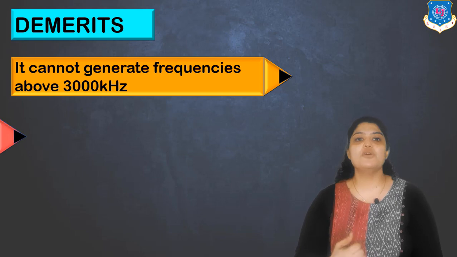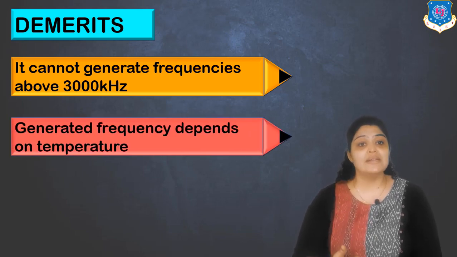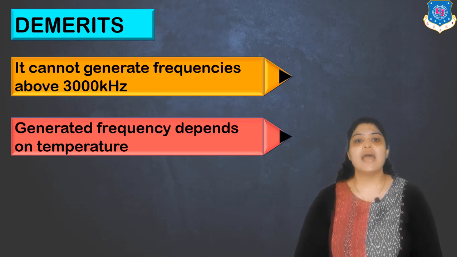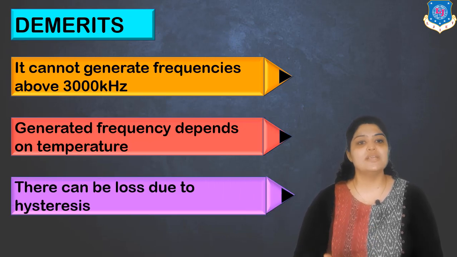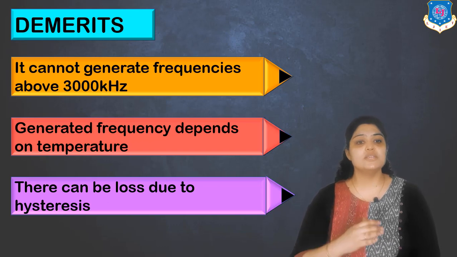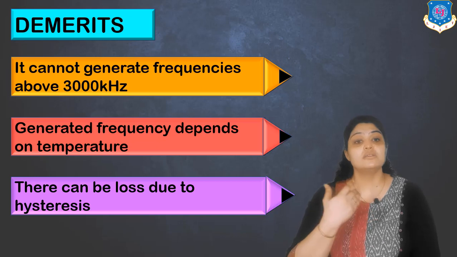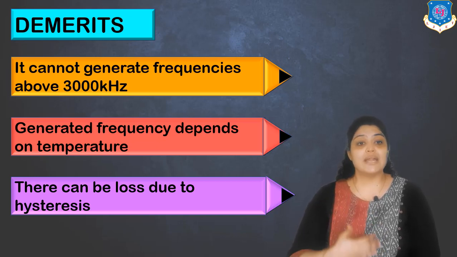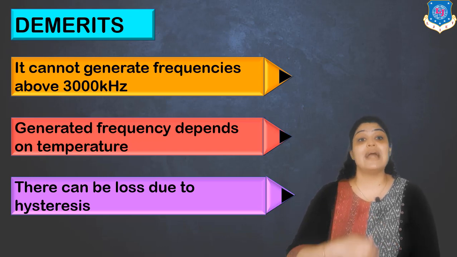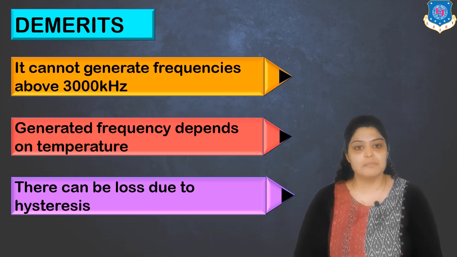Generated frequency depends upon temperature. Why? Because it uses a magnetic material which changes its magnetism depending upon the temperature. And lastly, there can be a loss due to hysteresis. Hysteresis is induced when the magnetization and demagnetization of the material are not the same. The magnetization and the demagnetization do not follow the same path. That means the way it was magnetized, the same way it won't demagnetize, and that leads to hysteresis. And such a loss is always possible when we use a magnetic material.